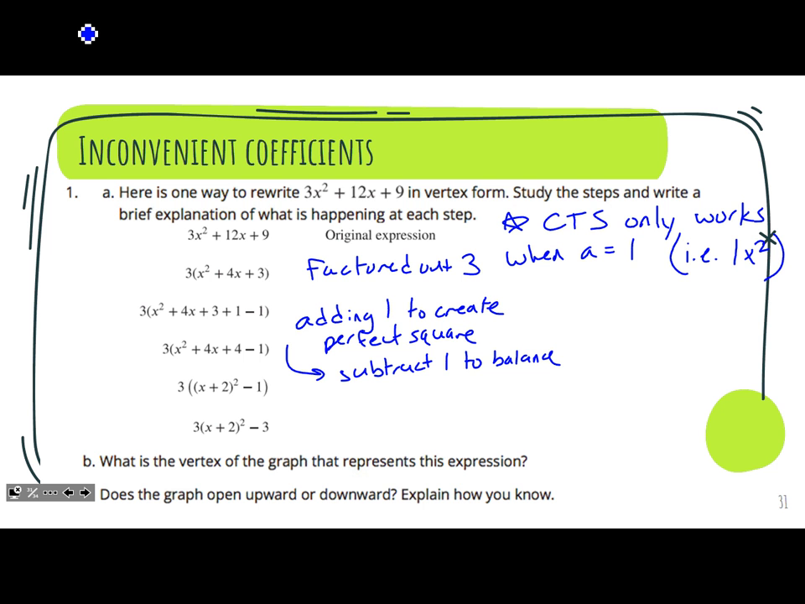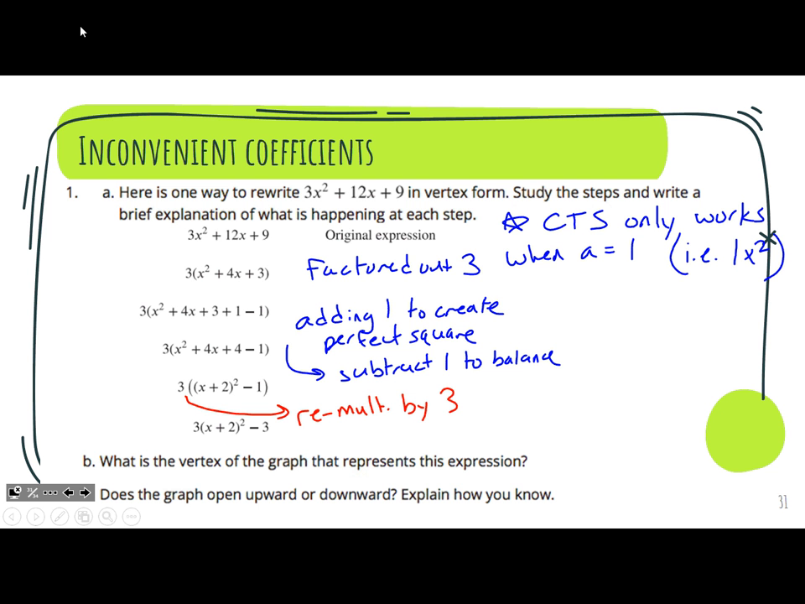Once they complete the square here, and you've got x plus 2 squared minus 1, notice what happens here is that they re-multiply by 3. And that's because we factored out the 3 originally, so now we have to put it back in the expression. And notice that both terms definitely multiply by 3. Okay?